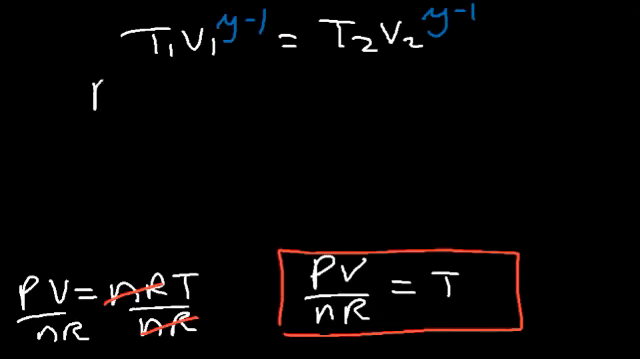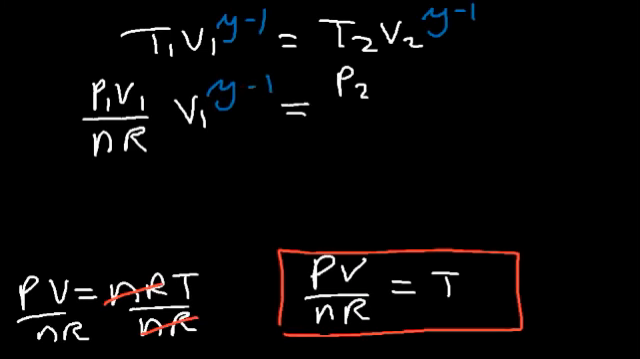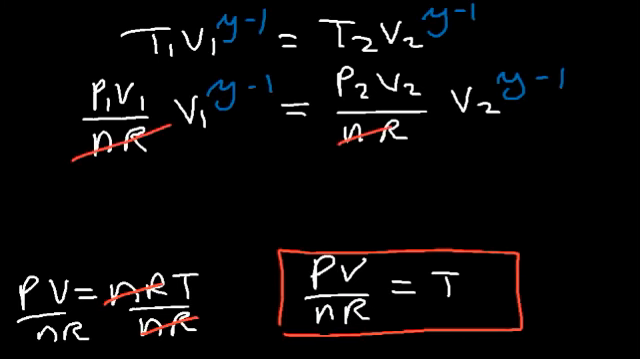So T1 is P1 V1 divided by nR. R is constant, and we're not going to change the moles of gas, so n will be constant. So T2 is going to equal P2 V2 over nR times V2 to the gamma minus 1. So nR is the same, we can cancel these two.